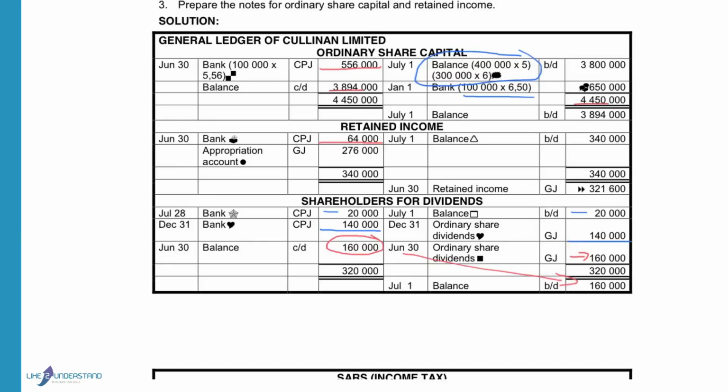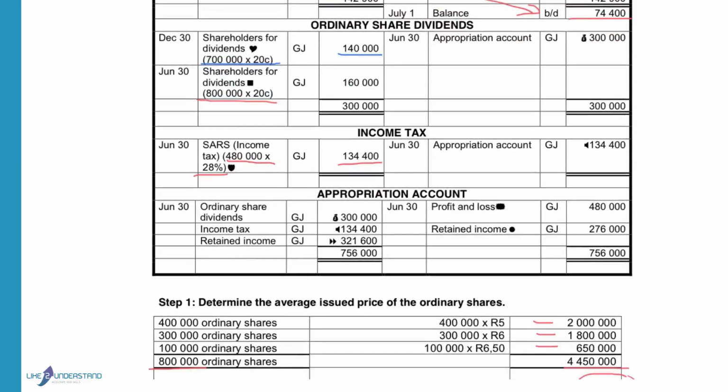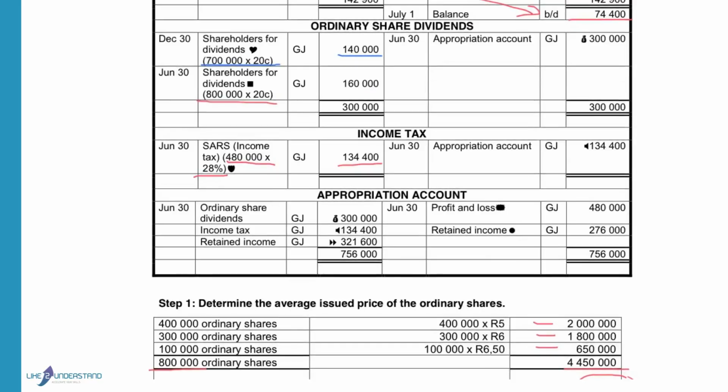If I work out the balancing figure now, I see that the retained income at the end of the year is 321,600. So at the beginning of the year, it was 276. Now it's 321. So all the retained income was kept back in the business, plus an additional amount to increase the retained income to 321,600. So the next financial year will be started with a retained income of 321,600.